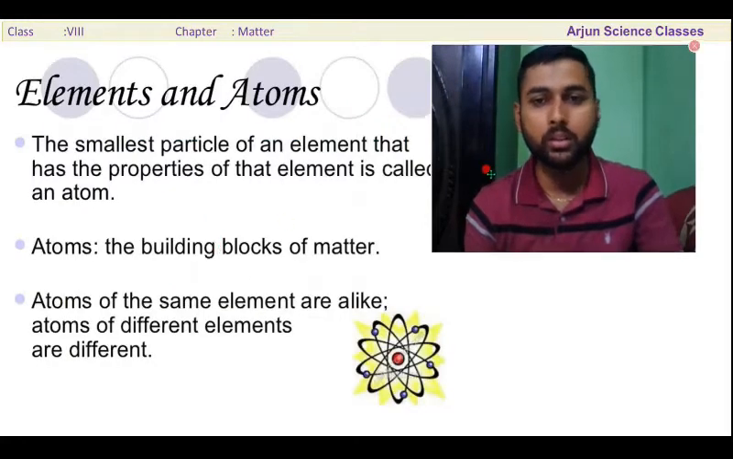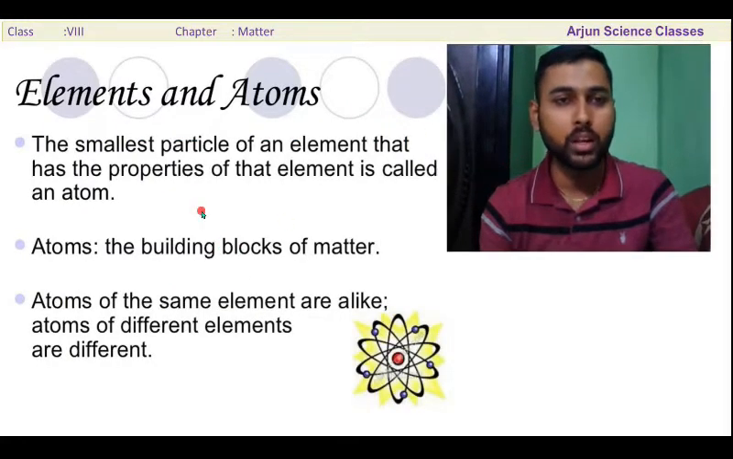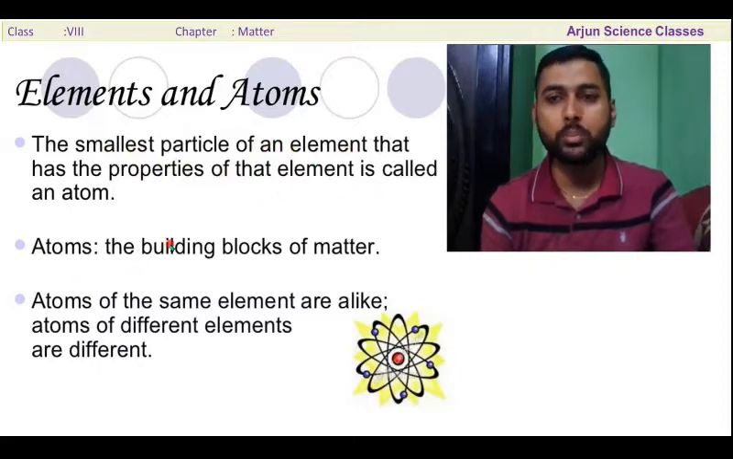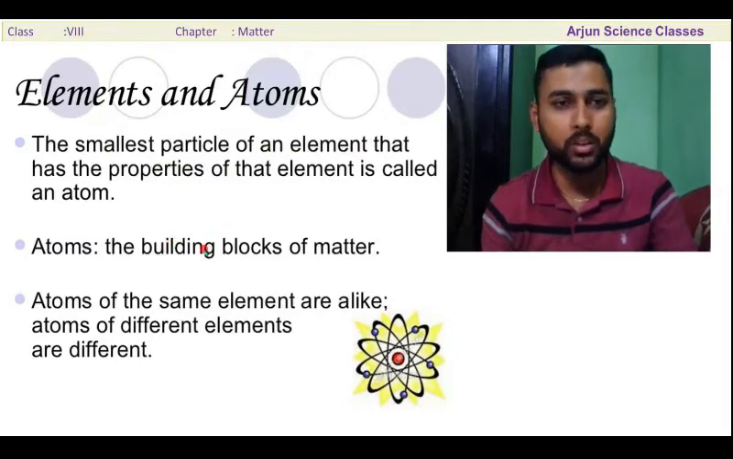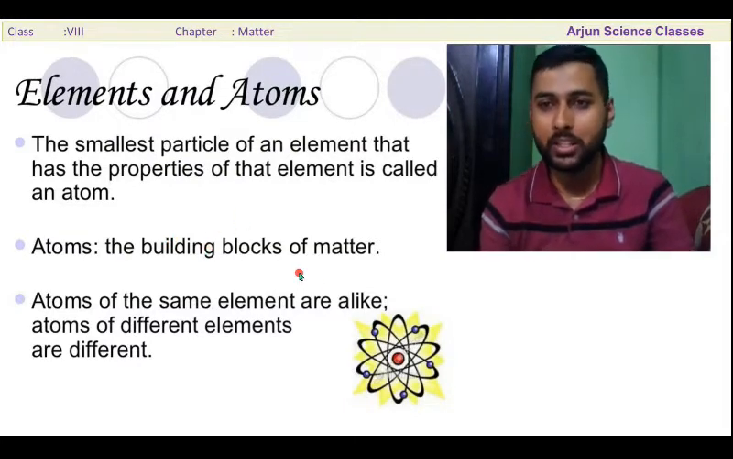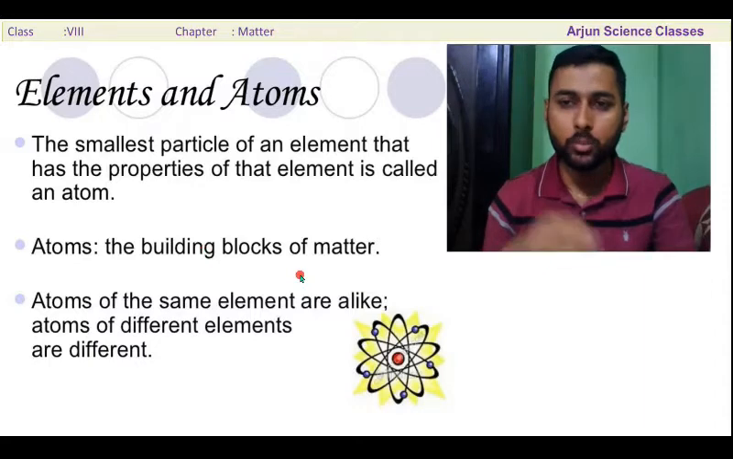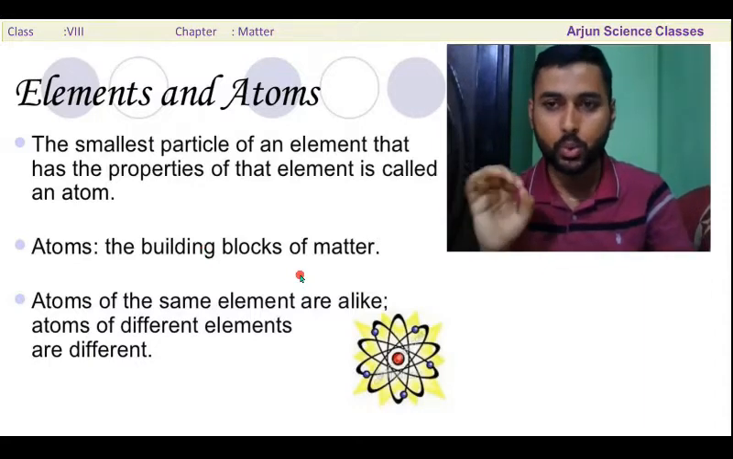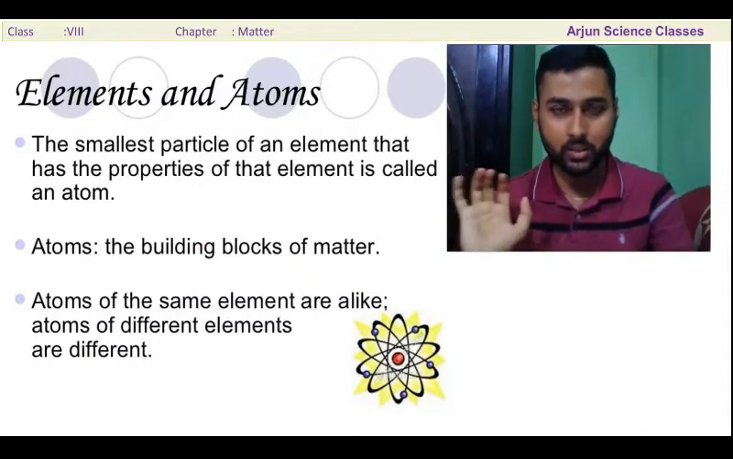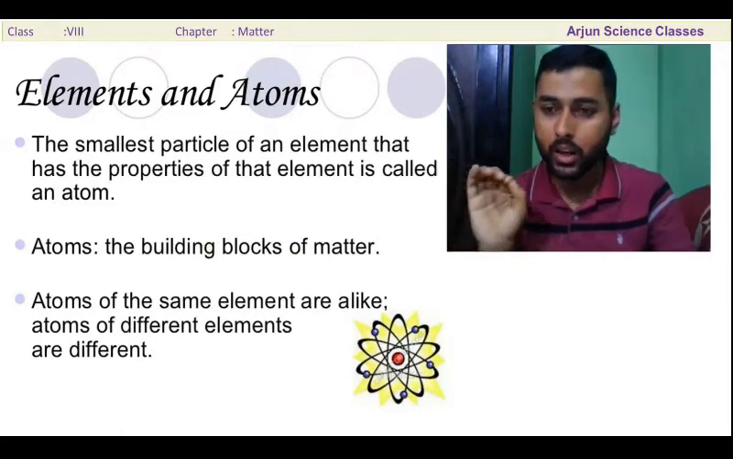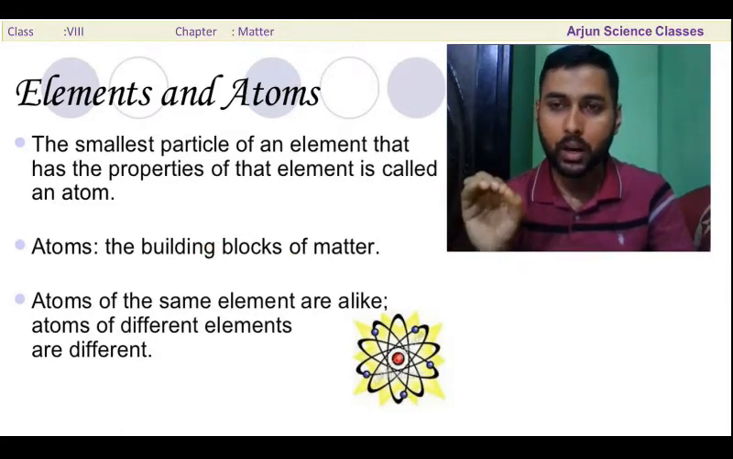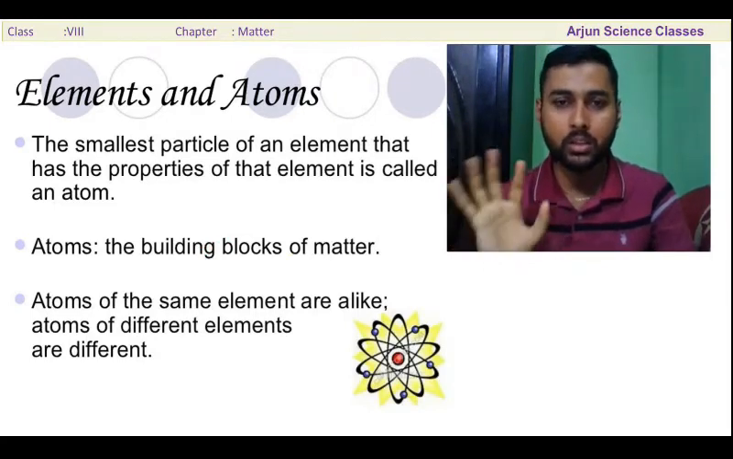First of all, here you can see one slide, elements and atoms. The smallest particle of an element that has the properties of that element is called the atom, or which takes part in the chemical reaction. Atom is the smallest particle of the element which takes part in chemical reaction.